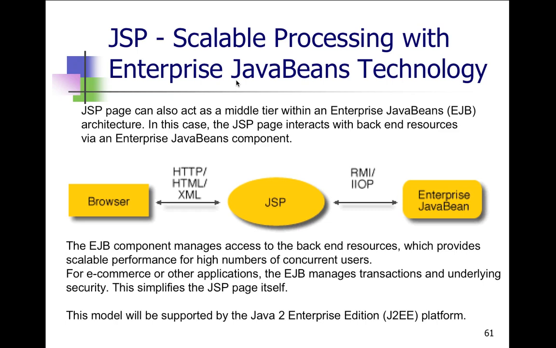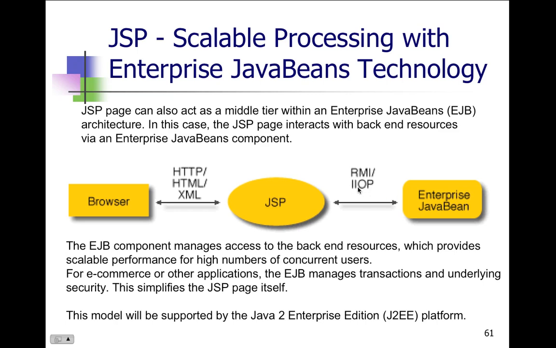So a JSP page can also act as a middle tier with the Java Enterprise Beans, and this is really the missing link that I'm referring to. In this case, the JSP page interacts with back and forth responses via the Enterprise Java Bean component. So the beans provide the missing link that goes into the servlet and gives you the ability to manage those resources. The browser connects to the JSP. Look at that, we have RMI out there, and we also have CORBA kind of technologies.